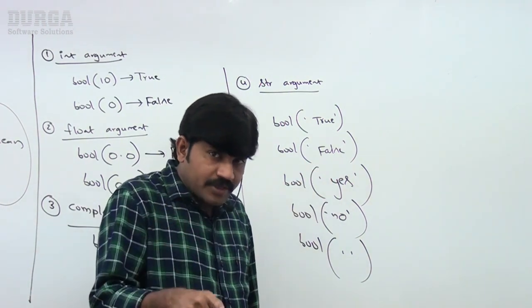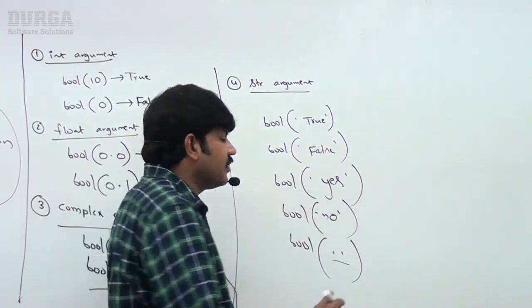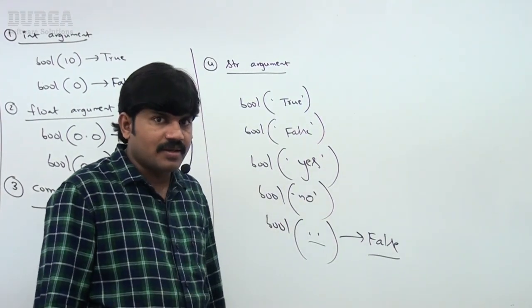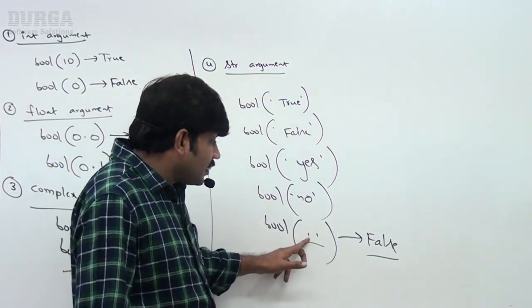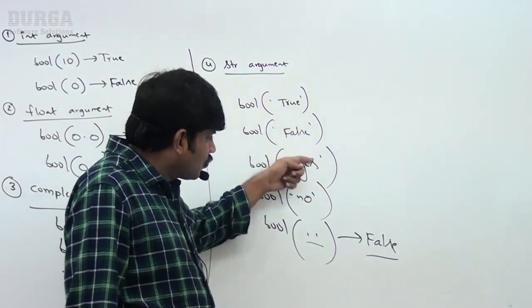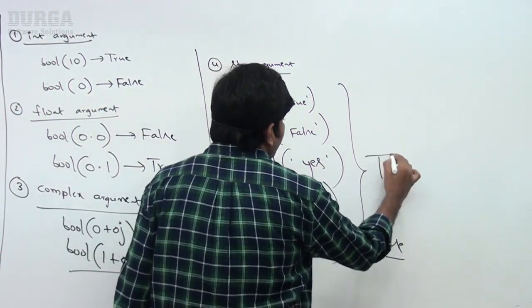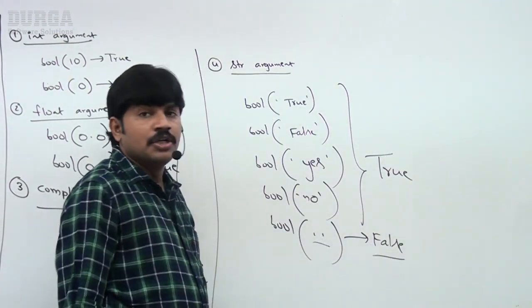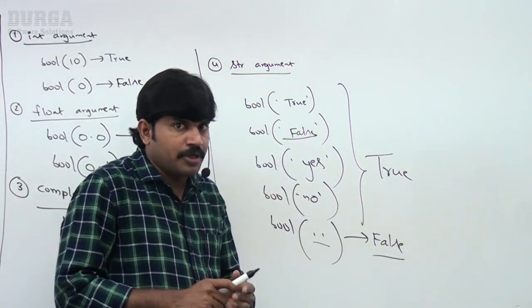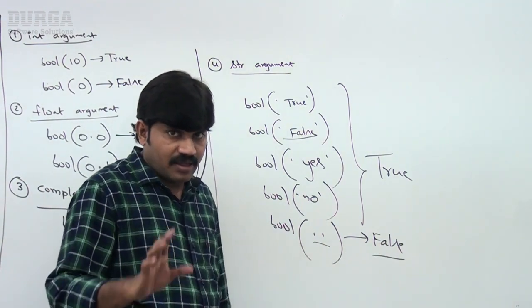If the argument is an empty string, then only it is considered false. If it is not empty, it may contain true or false or Durga or yes or no. In all cases, we are going to get true as the answer. Remember this: even bool of false becomes true. Only if the string argument is an empty string, then it is treated as false.